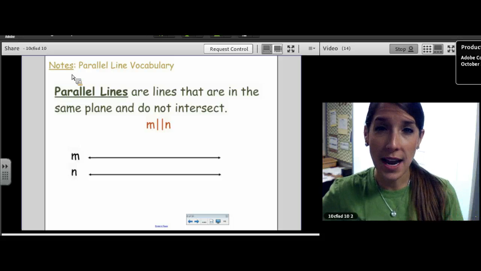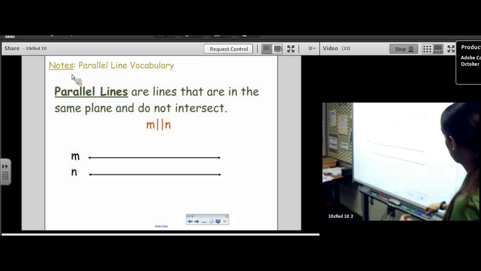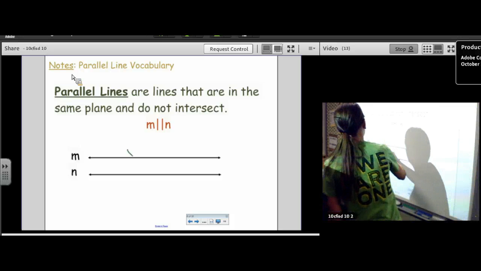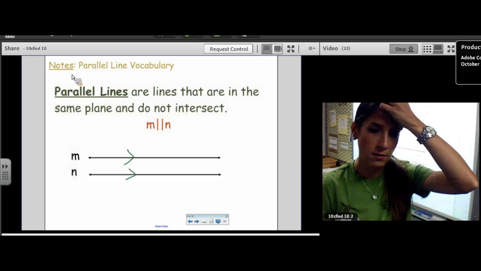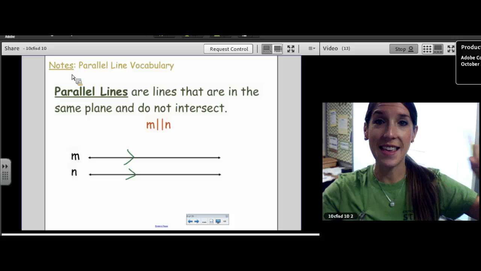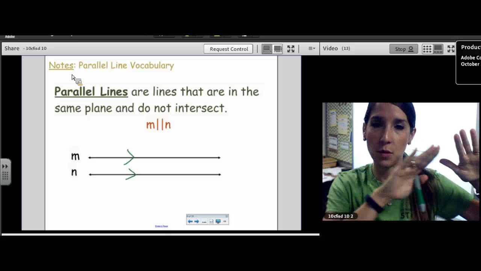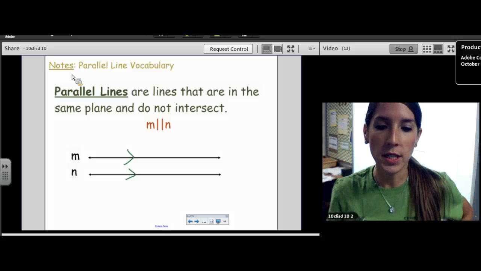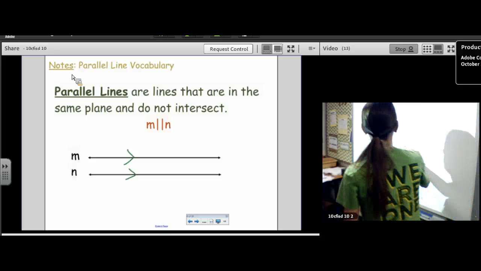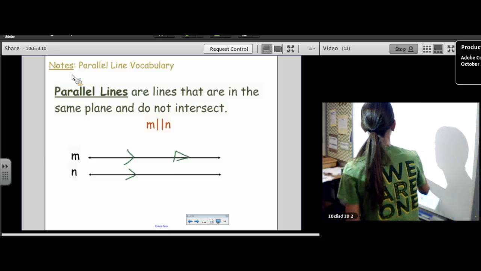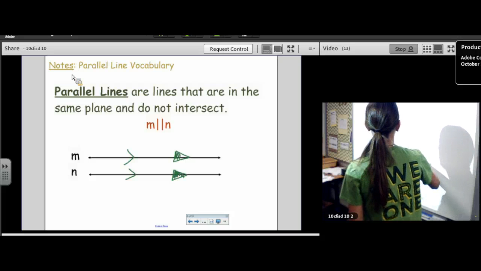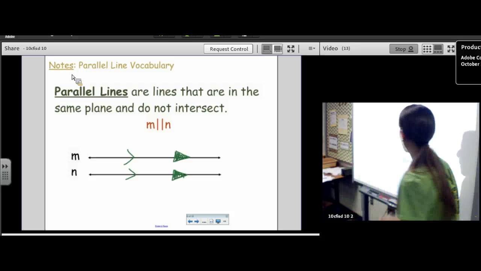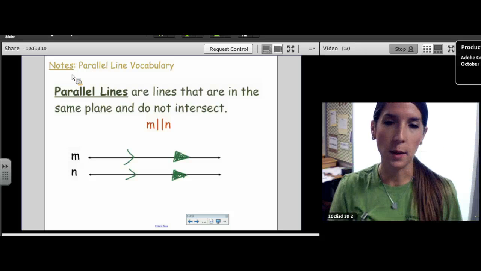If I want to communicate to you that line M is parallel to line N, you can do this. You just put arrows somewhere on the line. Now these are not the arrows at the beginning and the end. They have to be somewhere in between on the line. Or sometimes you'll see them as bold arrows like this. That is how we show that two lines are parallel. And you'll see it both ways, so I wanted you to see it.